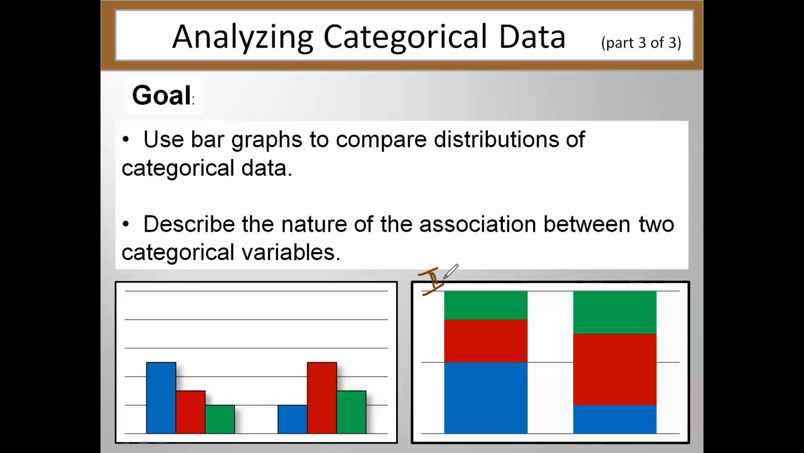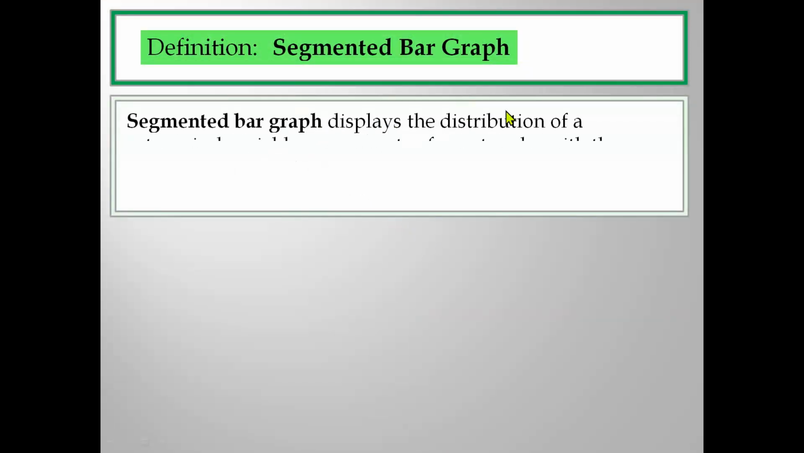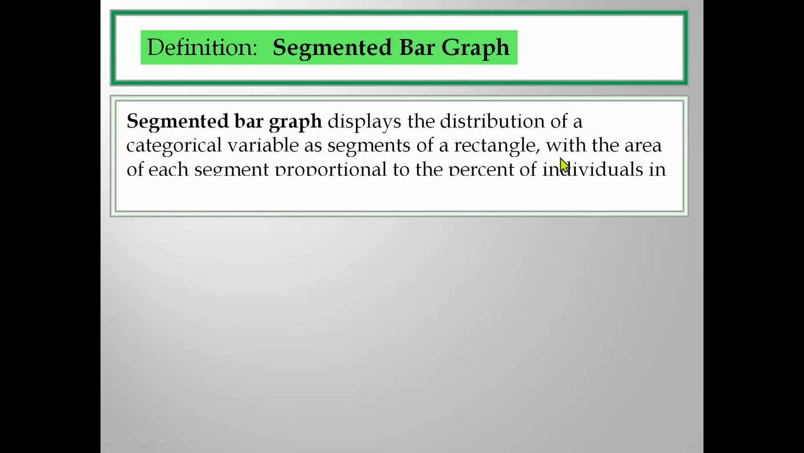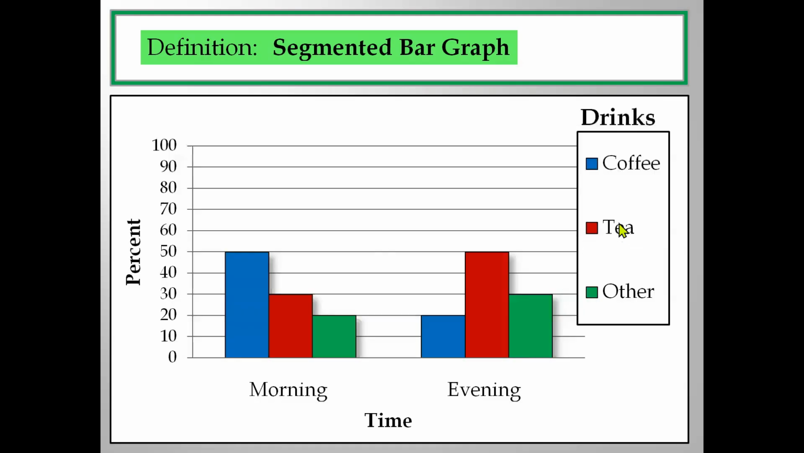Okay, now we're going to talk about our second type of graph, the segmented bar graphs. Segmented bar graphs display the distribution of categorical variables as segments of rectangles with the area of each segment proportional to the percentage of individuals in the corresponding category. Let's look at our prior side-by-side bar graph. What we'll end up doing is taking the tea category here of 30%, and we're going to stack it on top of the coffee category of 50%.